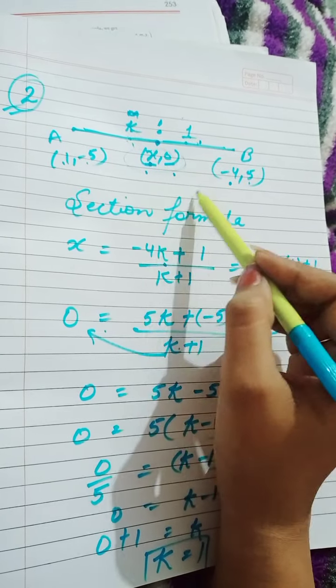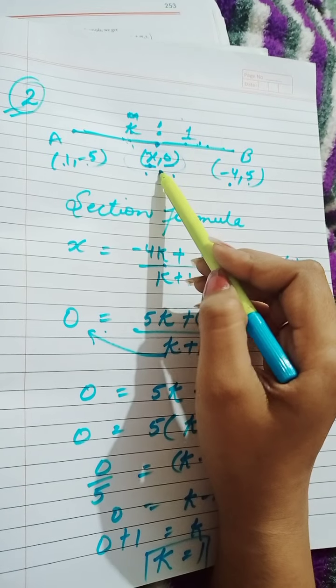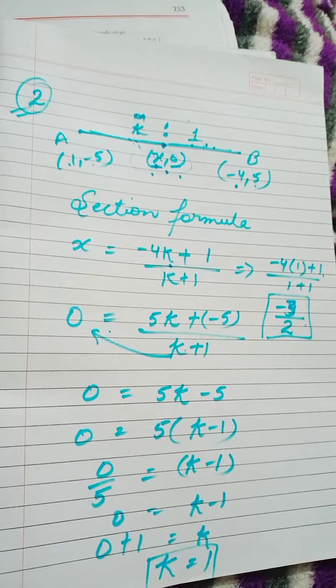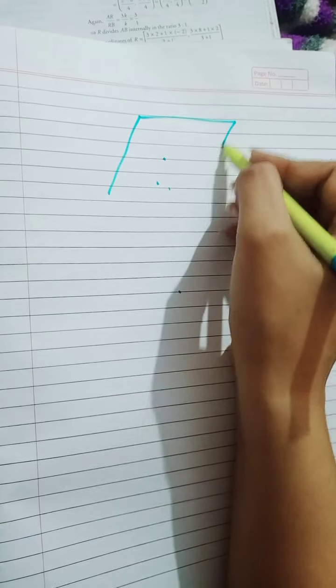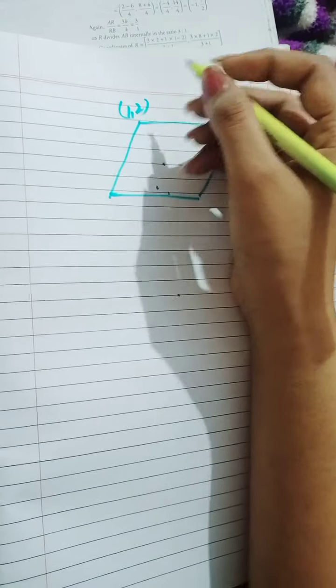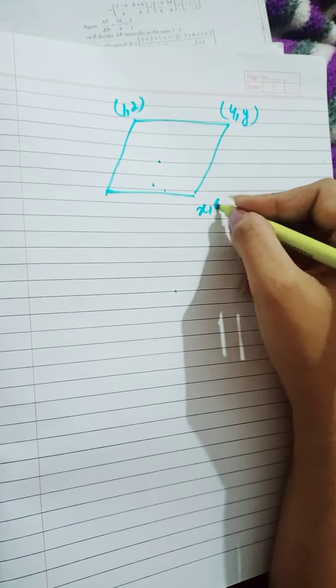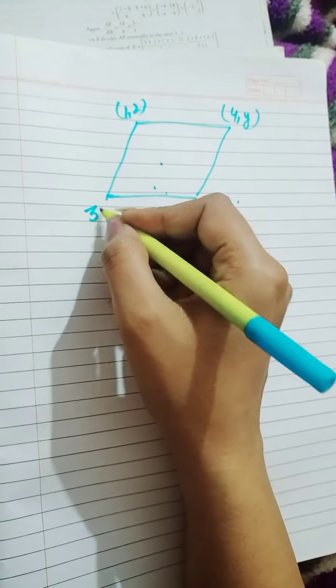find. But in this question, the ratio is also missing and x also you have to find. This is the second type of question which can come in the exam. The next type of question which can come in the exam is a parallelogram given to you. In this parallelogram, the first point is (1, 2), the second is (4, y), the third is (x, 6), the fourth is (3, 5).